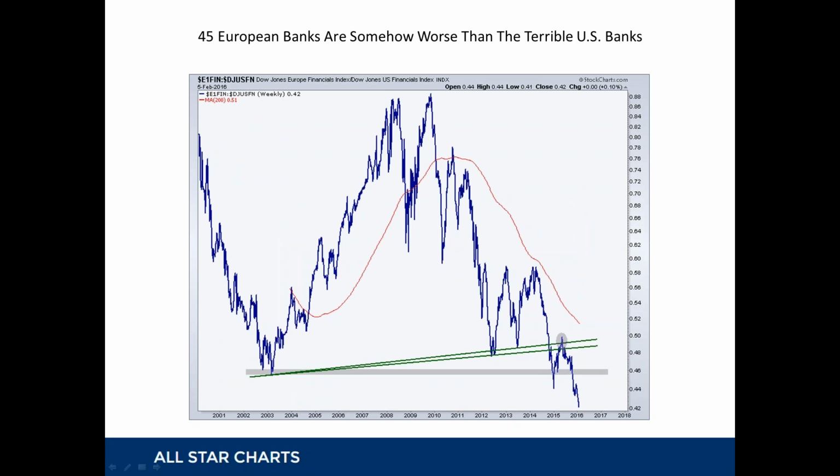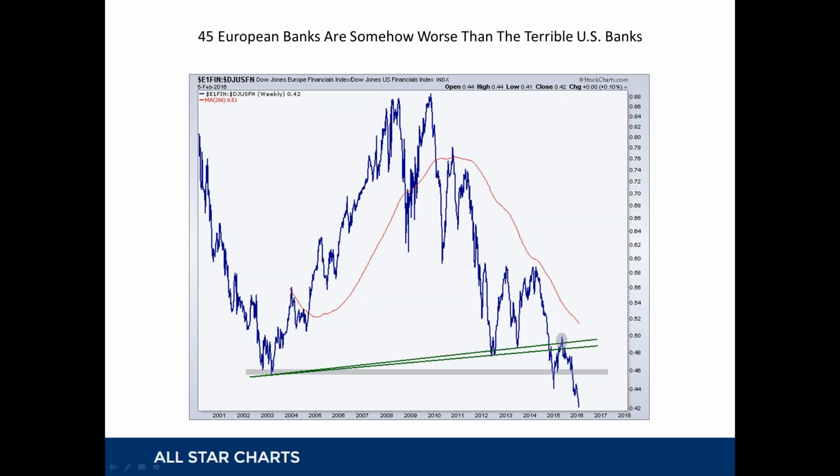Chart number 45 is European banks are actually somehow worse than U.S. banks. We'll get into it in a minute, but U.S. financials are, speaking of serial underperformers, in a downtrend for years already. So the fact that European banks are even worse really speaks volumes as to how bad things really are out there. So this is the Dow Jones Europe Financials Index relative to the Dow Jones U.S. Financials Index. And as it's declining, that means U.S. is doing better than Europe in terms of the financial sector.